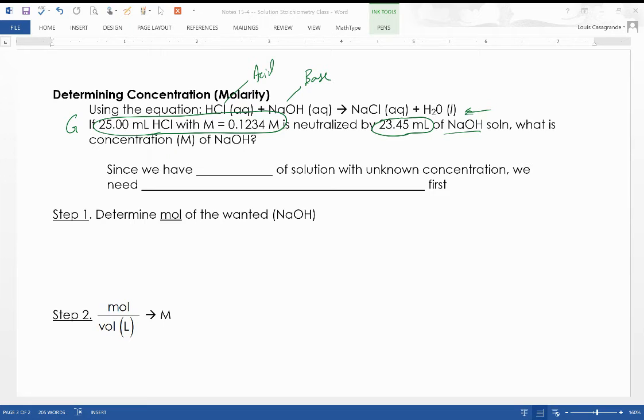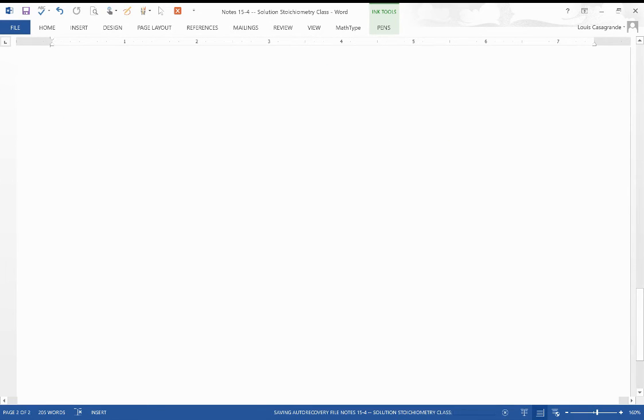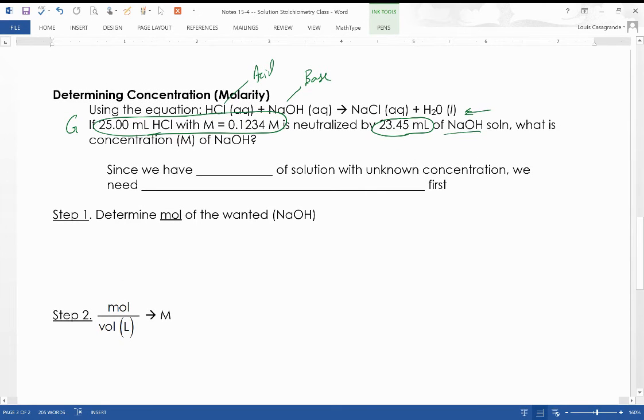But even though we know the molarity, we're still going to set that up as our wanted. What we eventually want to get to is the concentration of the sodium hydroxide solution. Now here's what we're going to be doing. Since we have the volume of the solution with the unknown concentration, that's our wanted.